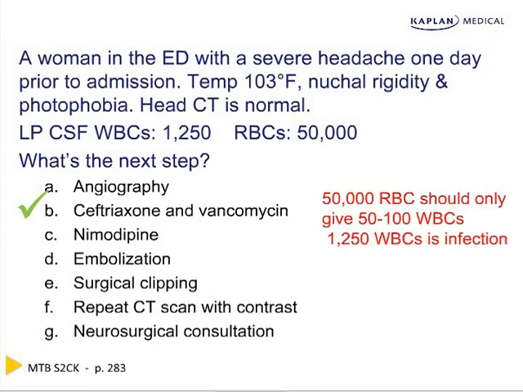And that's because this is far more white cells than you should have for this number of reds. This question is indispensable because at a ratio of 1 white cell for every 500 to 1,000 reds, this person should only have 50 to 100 white cells. This is 50,000 red cells. They should have 50 to 100 white cells. So therefore, this is 10 times more white cells than should be there. This is meningitis, ceftriaxone and vancomycin. And that is why when you see 50,000 reds, you shouldn't be over 100 white cells.